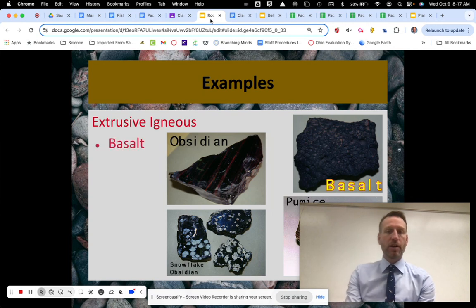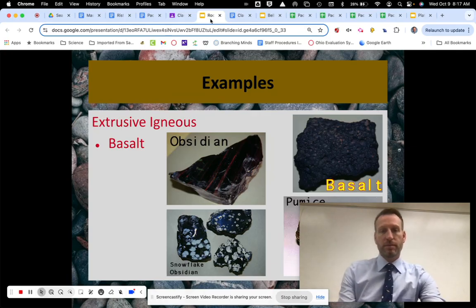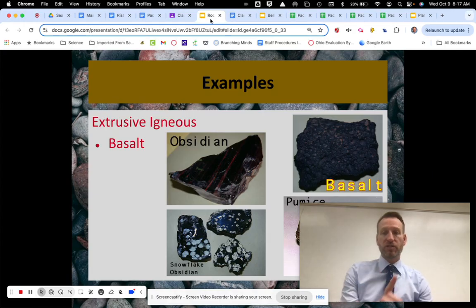All right, extrusive. The 3 that you need to know. First one is called basalt. Let's go ahead and write that down, basalt. Basalt is a rock that is on the ocean floor. Most of the ocean floor is made out of basalt. It has holes in it, like bubbles, which we know is one of the characteristics of an extrusive igneous rock. Basalt is also in your set. Everyone's favorite, obsidian.